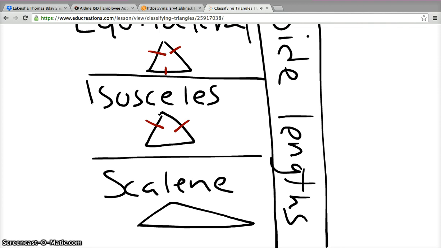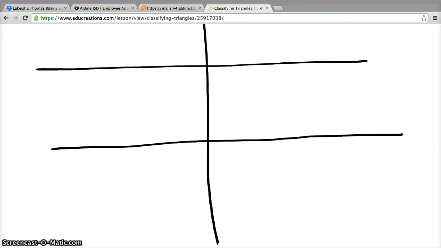This time we're going to write on both sides of the flaps, okay? Alright, so equilateral. For it to be an equilateral triangle, you're going to have three congruent sides. Remember, the tick marks mean congruent. Alright, and automatically, so on the outside flap, if it's equilateral, it's also going to be equiangular.